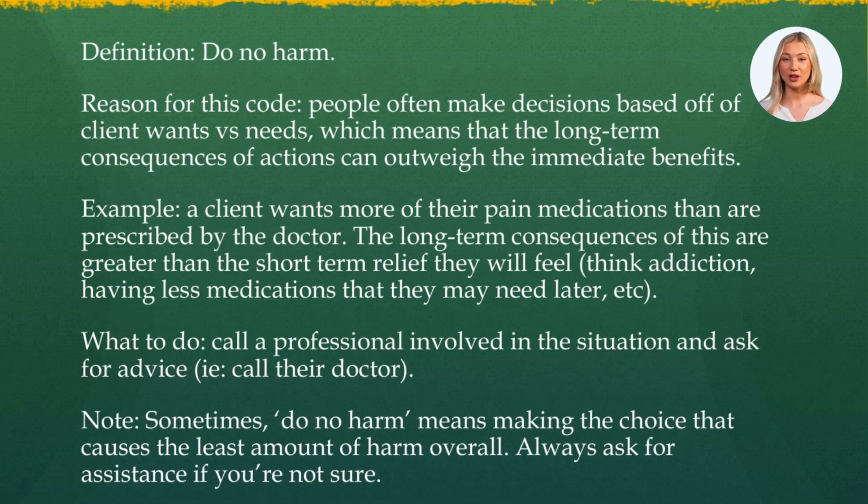Code 1: non-maleficence. Definition: do no harm. Reason for this code: people often make decisions based off of client wants versus needs, which means that the long-term consequences of actions can outweigh the immediate benefits. Example: a client wants more of their pain medications than are prescribed by the doctor. The long-term consequences of this are greater than the short-term relief they will feel. Think addiction, having less medication that they may need later, etc.